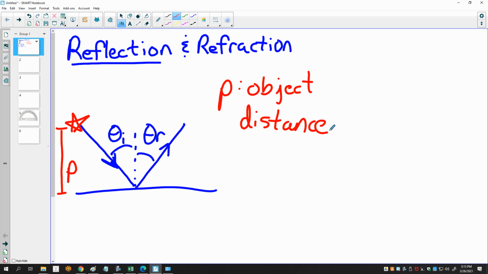We want to figure out where the image is. Now, we determine where the image is by imagining an eye, an all-seeing eye right here. So there's my eye, and it sees the reflected ray. And if it traces this ray back, then where the ray goes is where it sees the image. I'll talk more about this in a bit, but this is the image, and where it sees the image is called the image distance, and we usually call this Q.